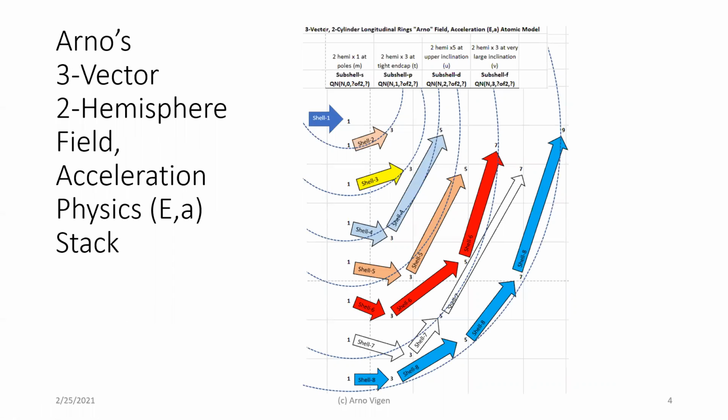Now, my method, Arno's, is a 3-vector, 2 hemispheres based upon the field acceleration physics stack. In this way, there are 2 hemispheres, and I'm only showing here the lower hemisphere. There's a matching one above. Along the poles, you get 1, with a matching 1 going the other way. Thereby, that's 1 times 2 hemispheres equals 2 electrons. Those are all the subshell ones. And then you build 3, 5, 7 in interlaced shells going this way for as much as you can fit effectively based upon these rules.